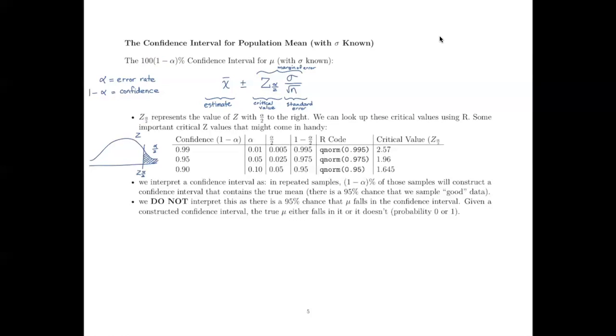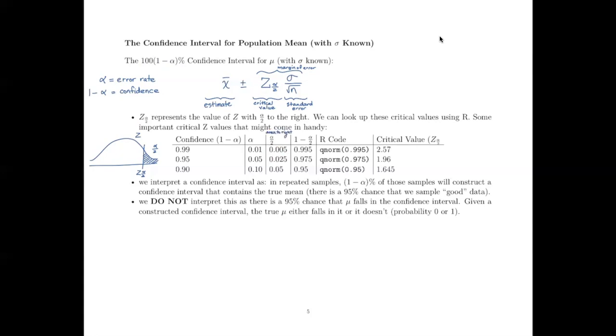That's our critical value. So for example, let's say I wanted a confidence level of 99%. Then my alpha would be 1%. We've got 99% confidence, so there's going to be a 1% error rate. Alpha over 2 becomes 0.005, and that's our area to the right. Maybe I should write that in. This is the area to the right.